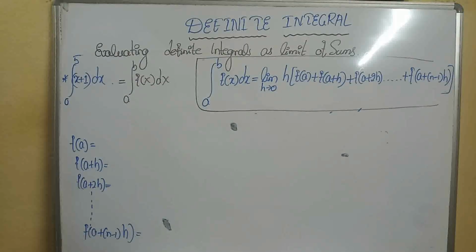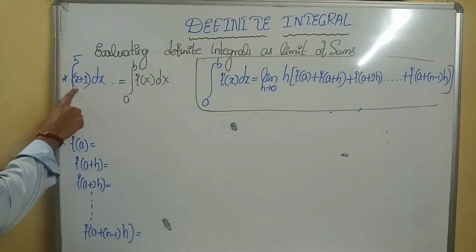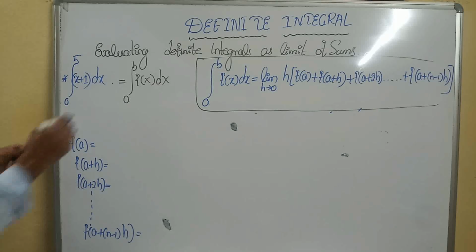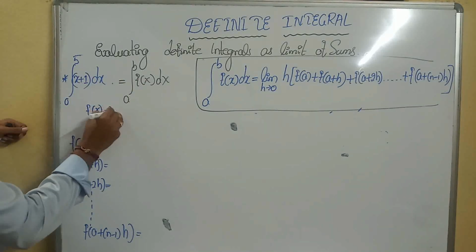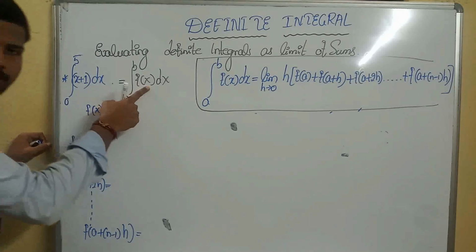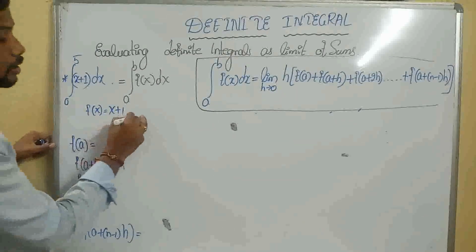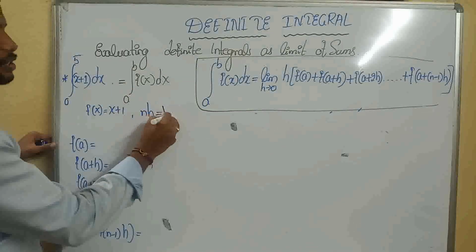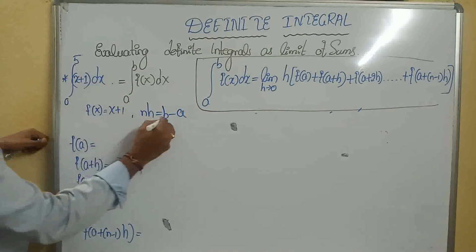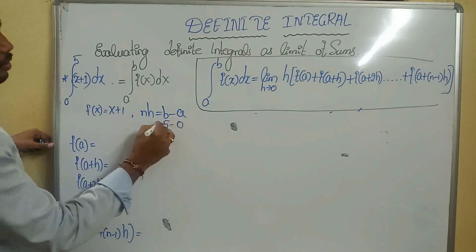Observe the next example: integral over 0 to 5 of x plus 1 dx. Here, what is f of x? f of x is x plus 1. In the place of f of x, x plus 1 is there. What is nh? nh is nothing but upper limit minus lower limit, that is b minus a. Here the b value is 5 minus 0, it will be 5.